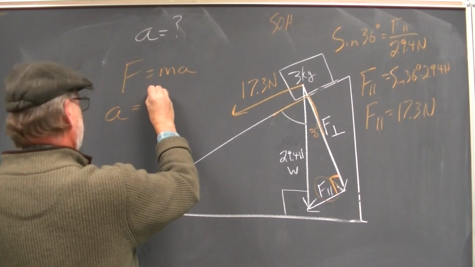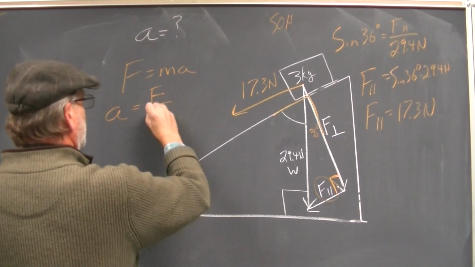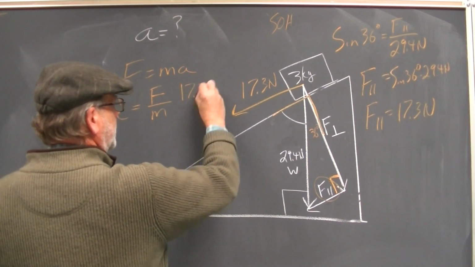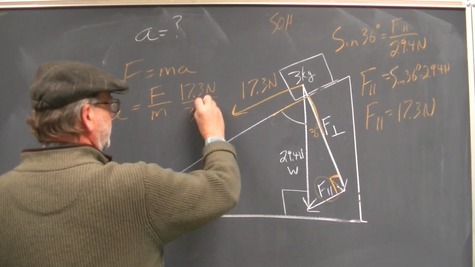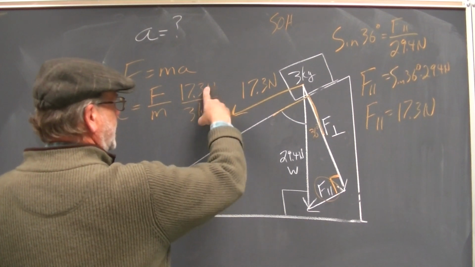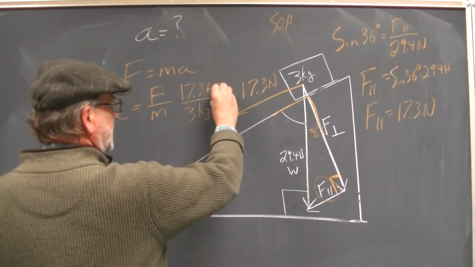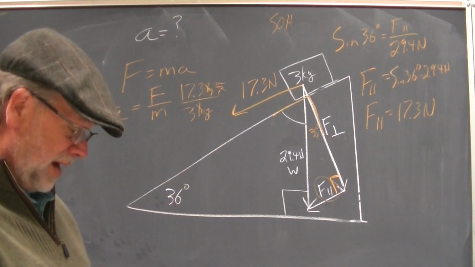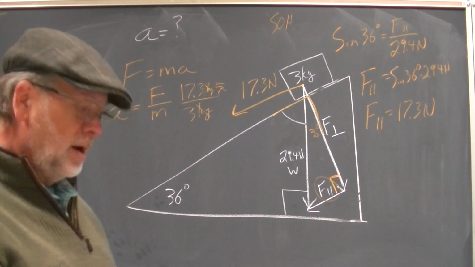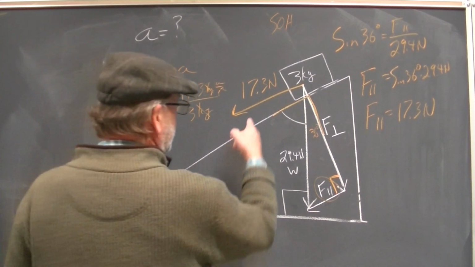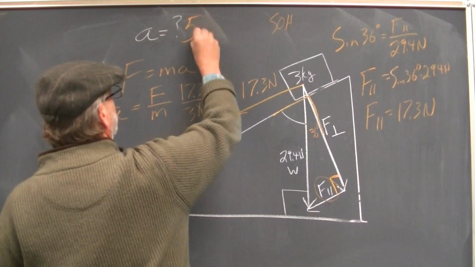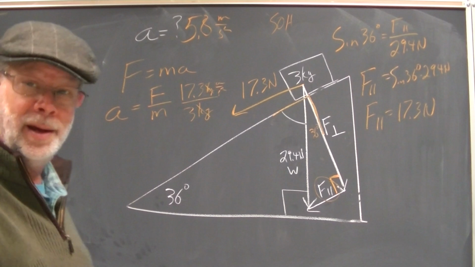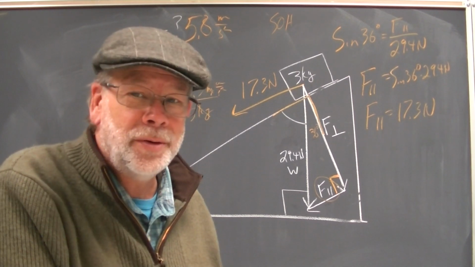A equals F over m, or 17.3 newtons divided by 3 kilograms. Newtons changes to kilogram meters per second squared, canceling kilograms, giving me my acceleration. So if I divide this by 3 kilograms, 5.8 meters per second squared. So that's how you do that. That's all there is to it.